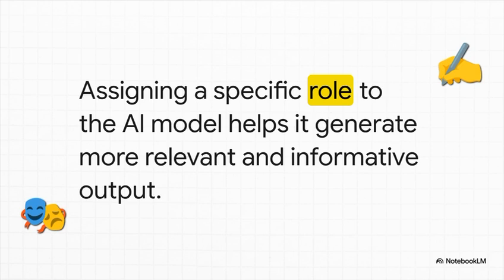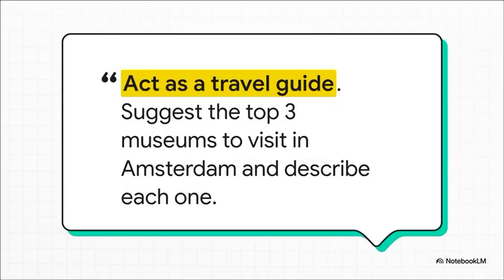It totally shapes the response. For example, instead of just asking about museums, you start with "act as a travel guide." That one little instruction primes the model to give you way more descriptive, helpful, curated info, just like a real guide would. And see how we also specified the format, top 3, and the action, describe each one. Every single part of this prompt is working together to get a better result.